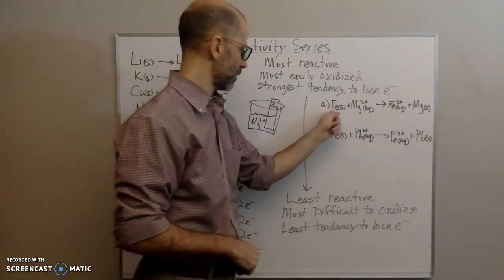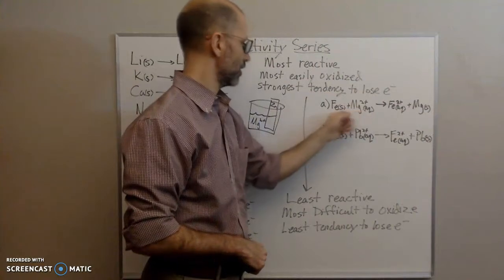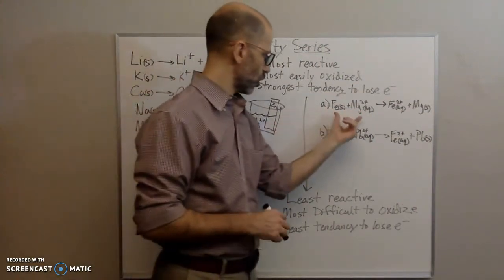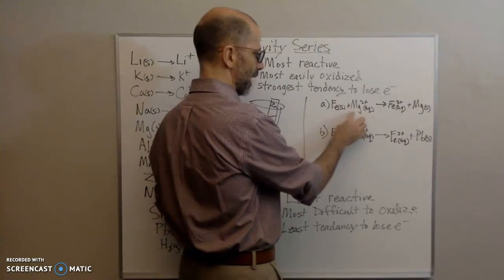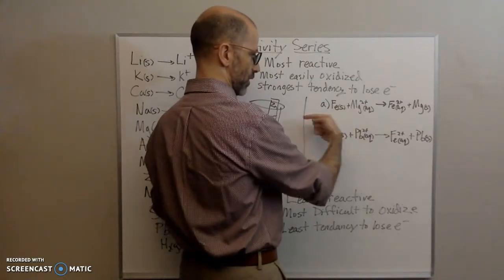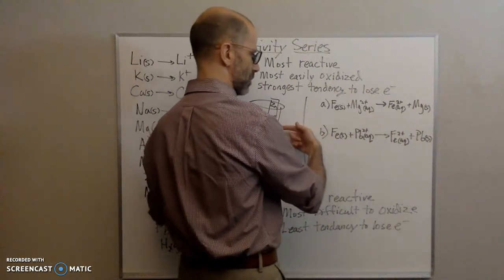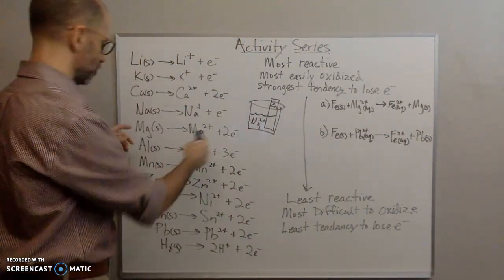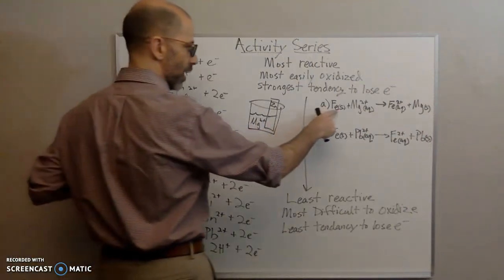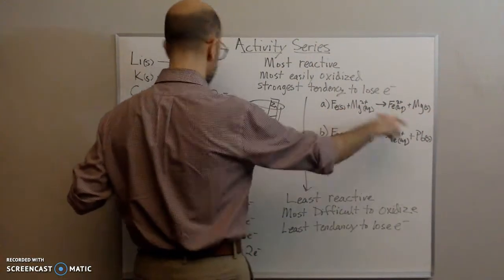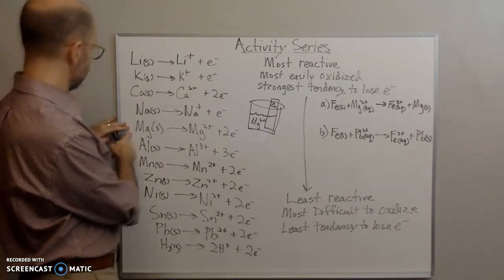So in order for that to happen, I need magnesium solid to be oxidized. In order for this to work, I need magnesium to go in the opposite direction. So magnesium 2+ is going to pick up the electrons and go back to magnesium solid. So where's magnesium? I need this to go in the opposite direction, so I need iron to go and be oxidized. So where's iron though? Where is iron?